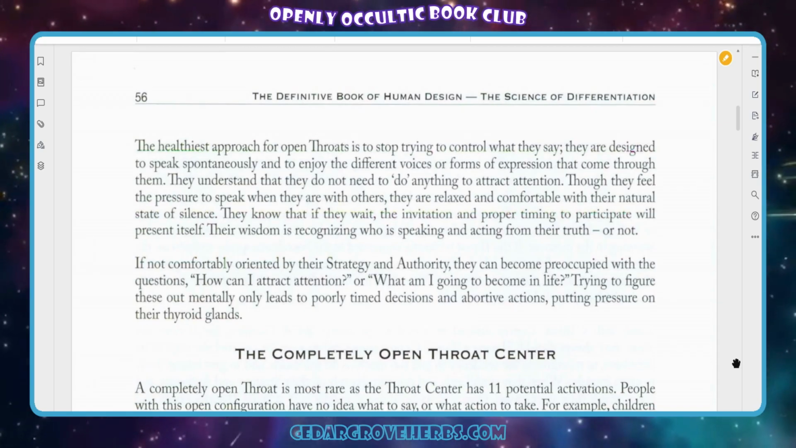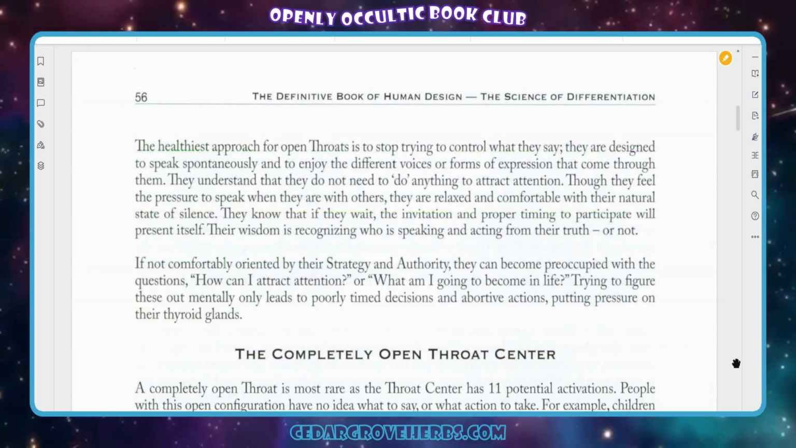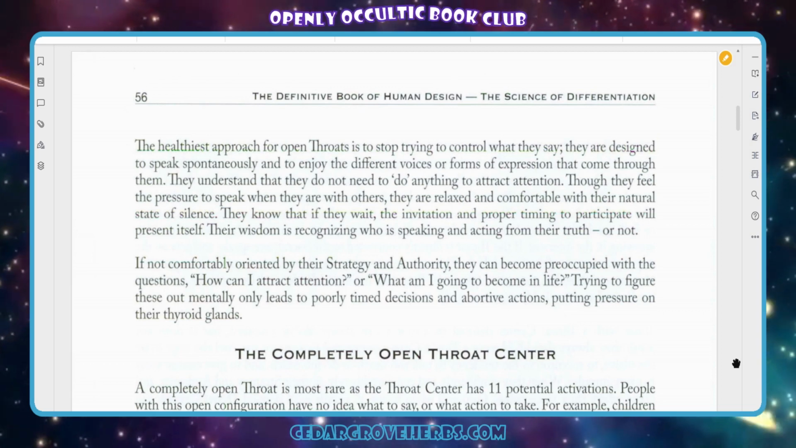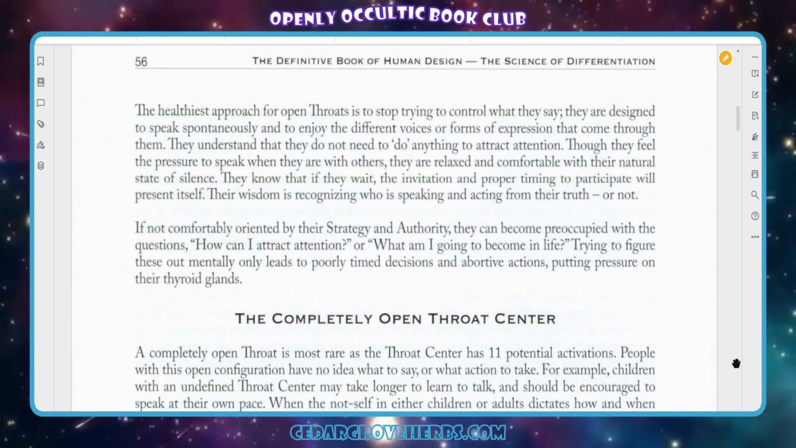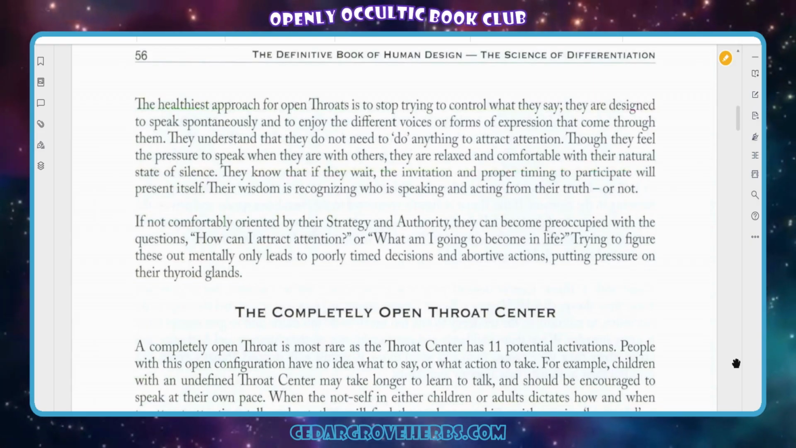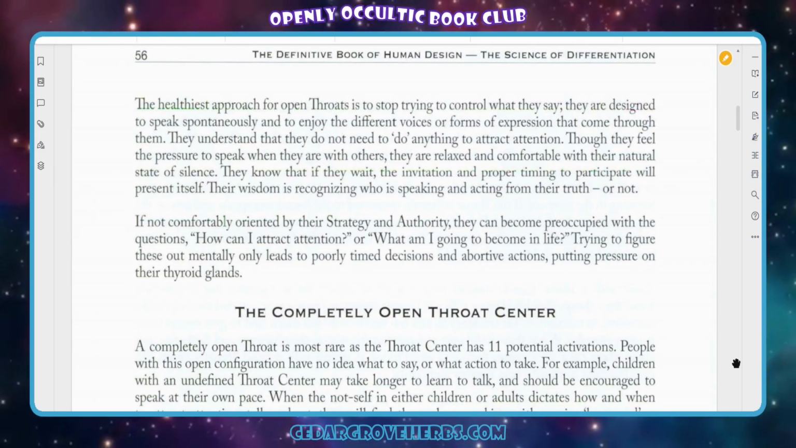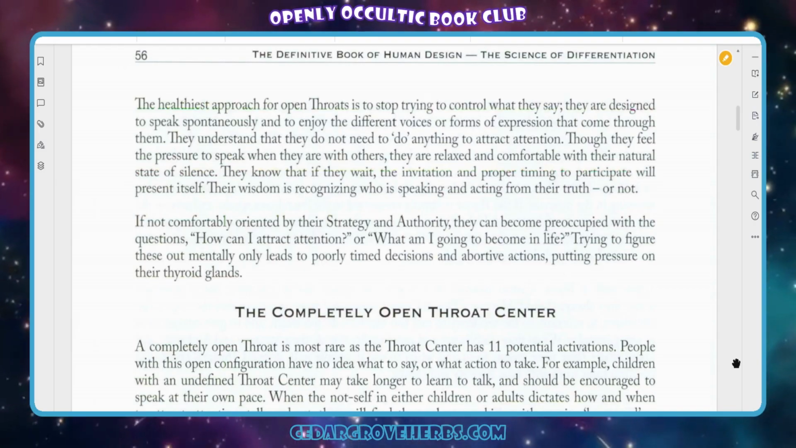If not comfortably oriented by their strategy and authority, they can become preoccupied with the questions, how can I attract attention? Or what am I going to become in life? Trying to figure these out mentally only leads to poorly timed decisions and abortive actions, putting pressure on their thyroid glands.